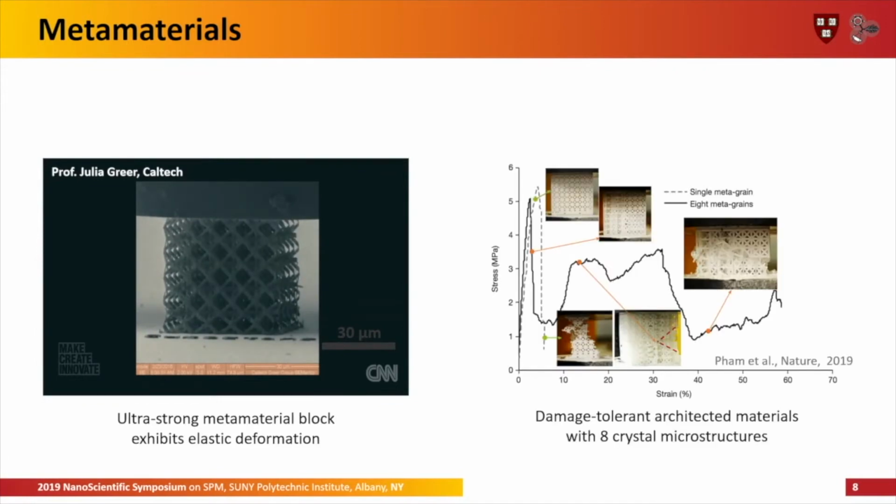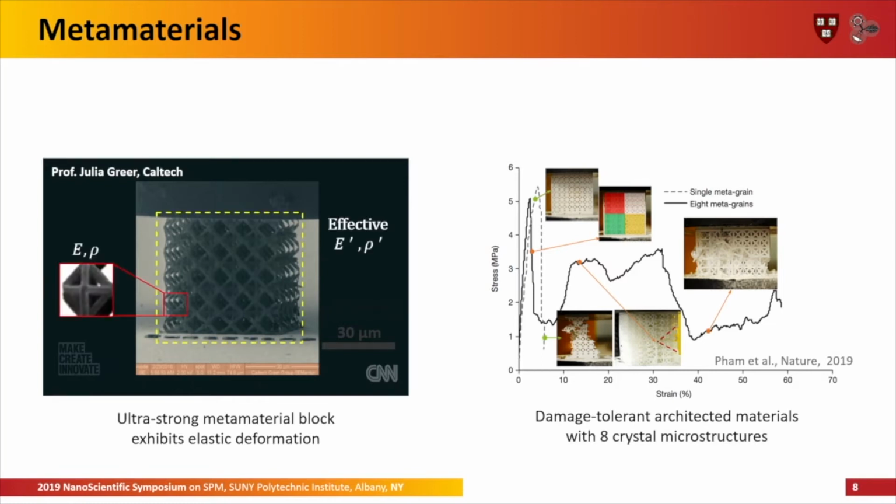Another example is also a block of metamaterials, but instead they have put into this block 8 different crystal microstructures, so that we can have even higher strength against compression.